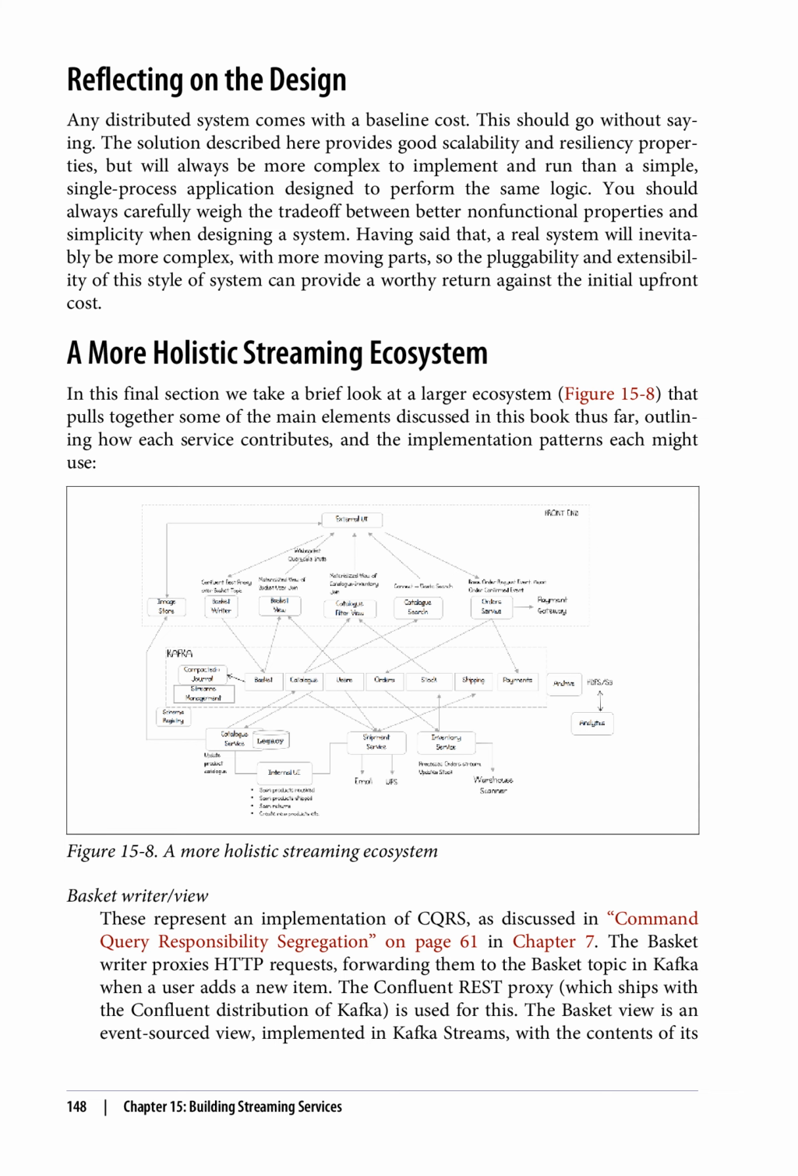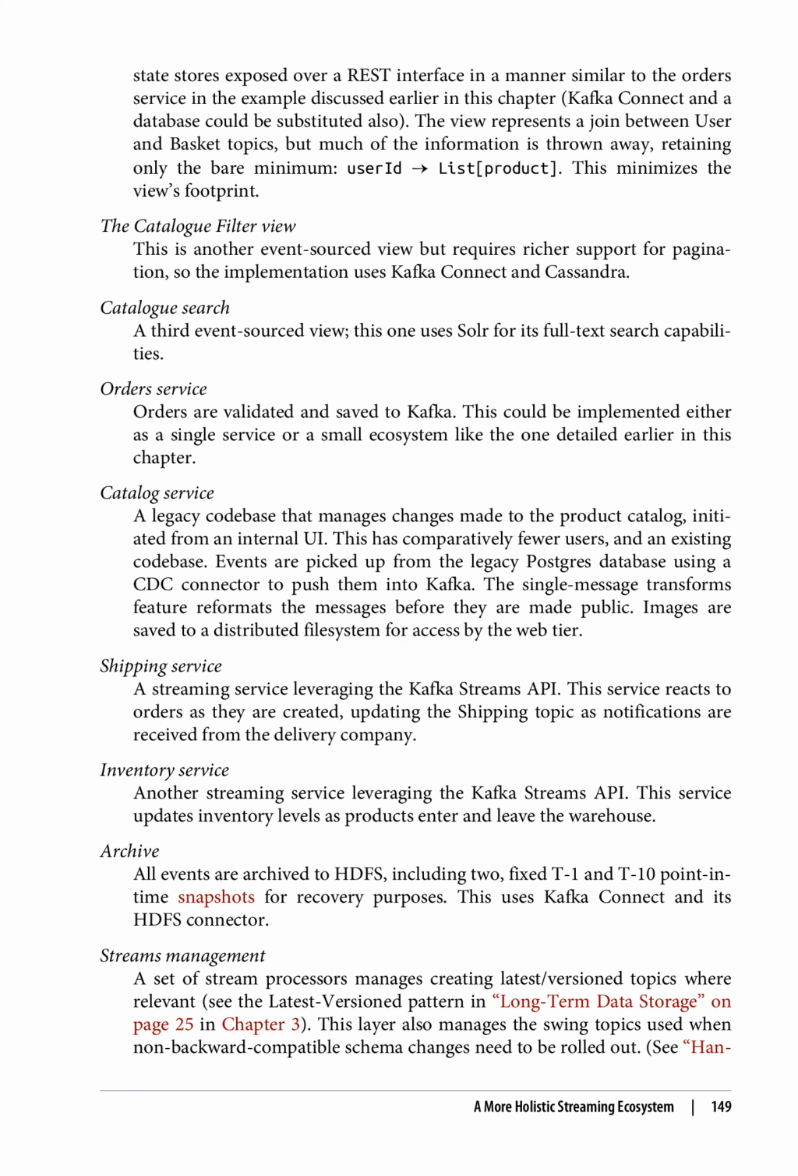chapter 7. The basket writer proxies HTTP requests, forwarding them to the basket topic in Kafka when a user adds a new item. The Confluent REST proxy, which ships with the Confluent distribution of Kafka, is used for this. The basket view is an event-sourced view, implemented in Kafka Streams, with the contents of its state stores exposed over a REST interface in a manner similar to the orders service in the example discussed earlier in this chapter.